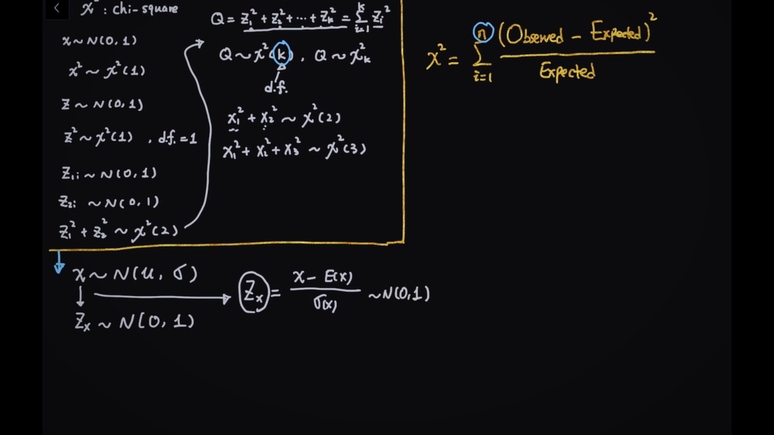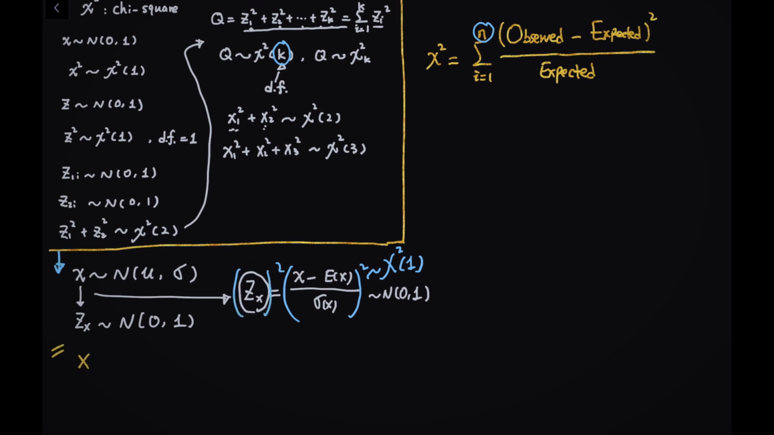According to the definition of the chi-square distribution, if we square this, it will follow a chi-square distribution with 1 degree of freedom, because we only have one standard normal random variable here. And now you just need to use your knowledge about the binomial distribution.